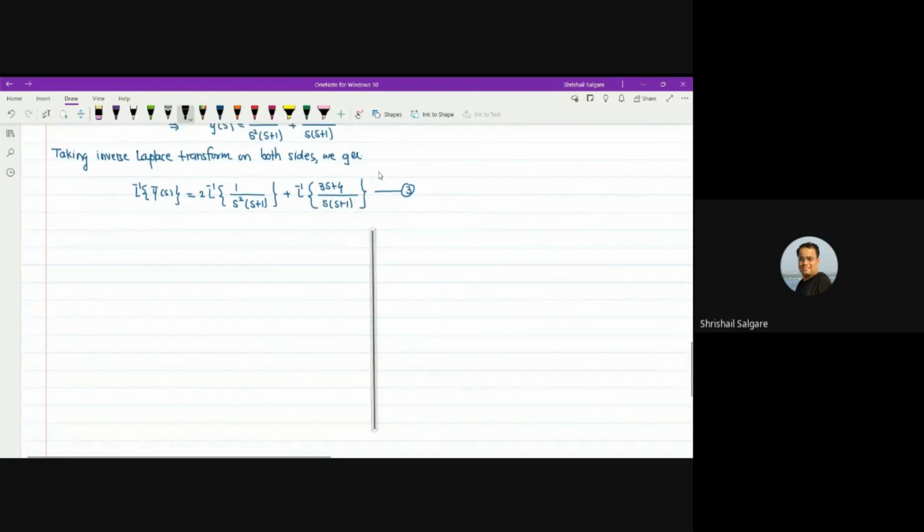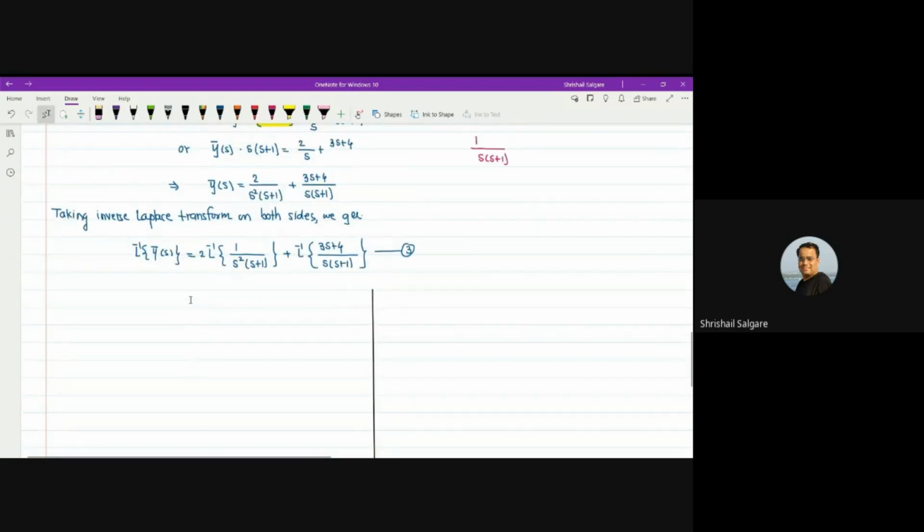Okay. Suppose the first one, I will use the partial fraction method to find the inverse Laplace transform. So here, 1 upon s square into s plus 1 can be written as, since s square is repeated, that's why A naught upon s square plus A1 upon s plus some constant B upon s plus 1.